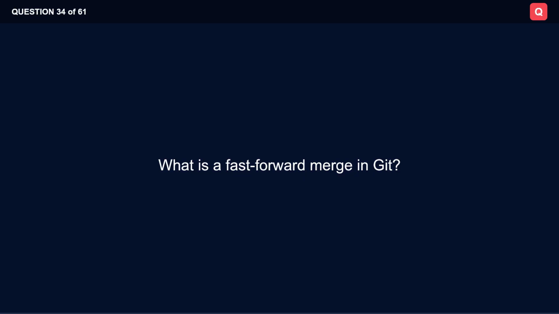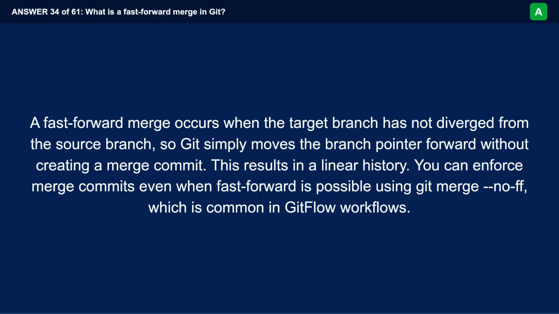What is a fast-forward merge in Git? A fast-forward merge occurs when the target branch has not diverged from the source branch, so Git simply moves the branch pointer forward without creating a merge commit. This results in a linear history. You can enforce merge commits even when fast-forward is possible using git merge --no-ff, which is common in GitFlow workflows.